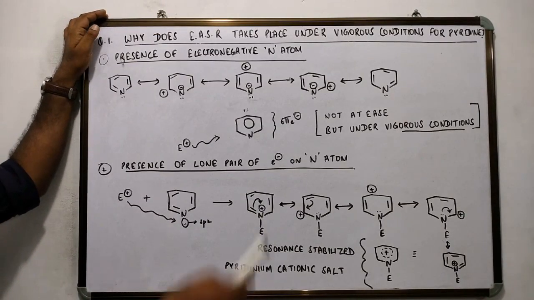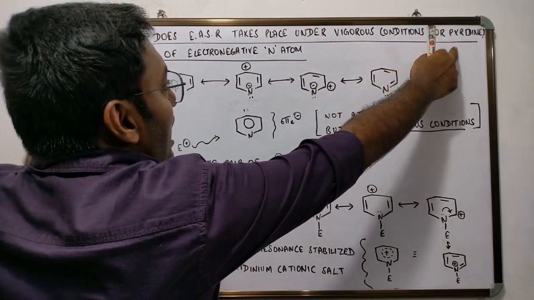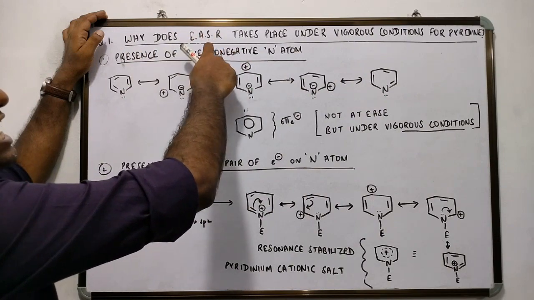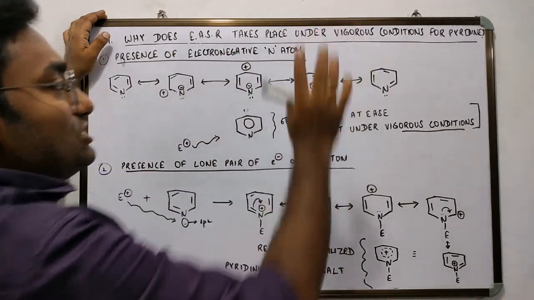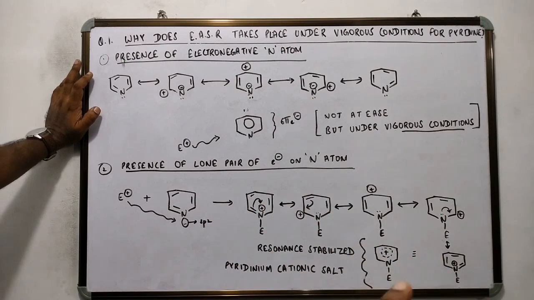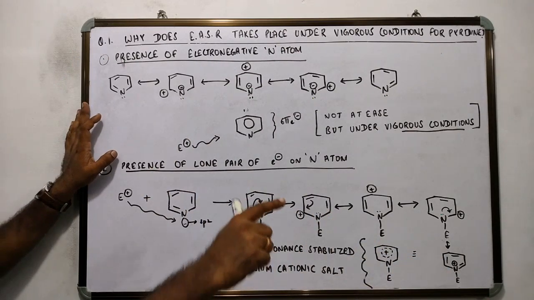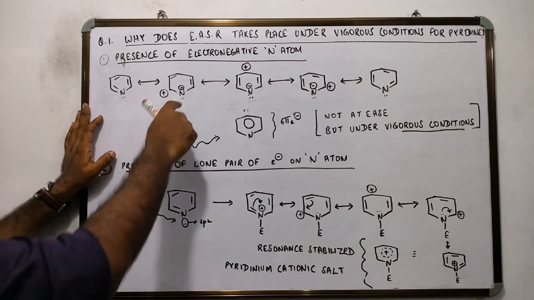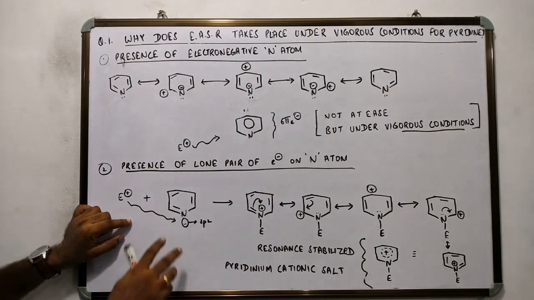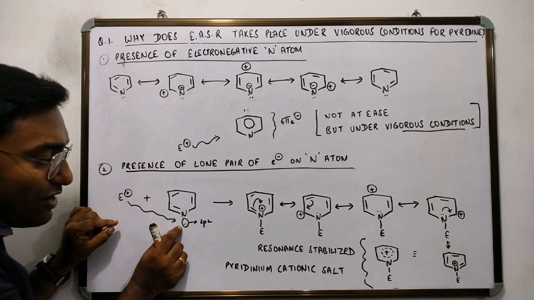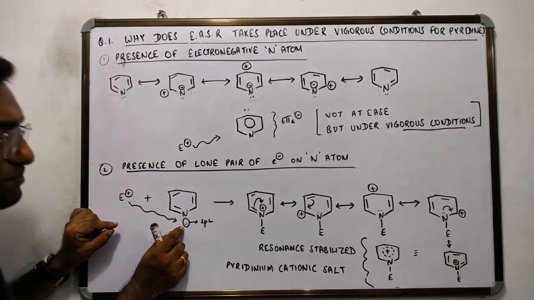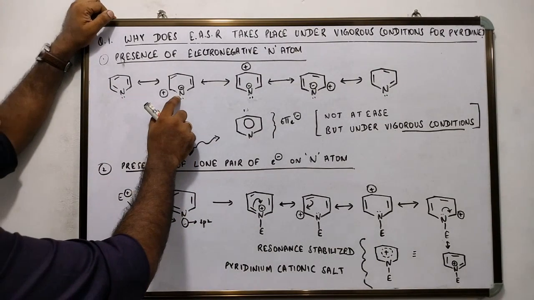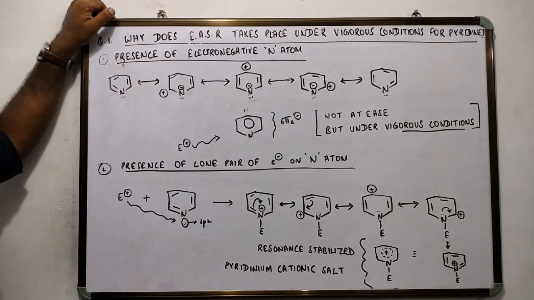Question number 1. Why is it that pyridine undergoes electrophilic aromatic substitution reaction under vigorous conditions? There are two reasons for this. Reason number 1, presence of an electronegative nitrogen atom. Reason number 2, presence of a lone pair of electrons on the nitrogen atom. Let us look at reason number 1, presence of electronegative nitrogen atom.